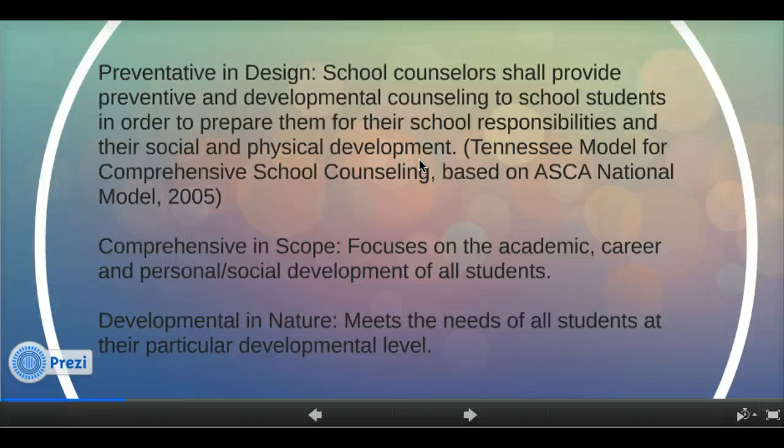Next, the program should be comprehensive in scope. This focuses on the academic, career, and personal social development of all students. And lastly, the program should be developmental in nature. This means meeting the needs of all the students at their particular developmental level.